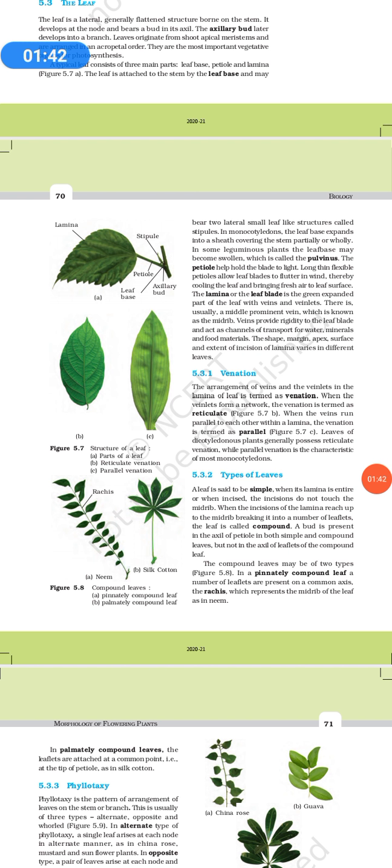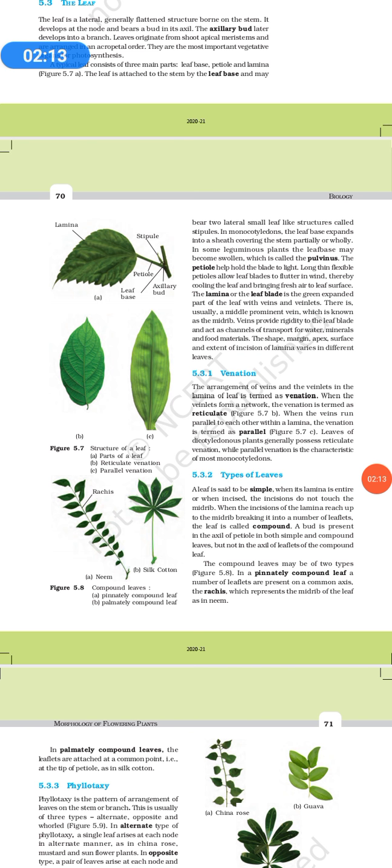So this is how it is, and the lamina or the leaf blade that we talk about is green and expanded. Here there are veins which provide rigidity to the leaf blade, and they act as a channel for the transport of water, minerals and food materials. The shape, margin, apex, surface and the extent of incision of the lamina vary in different leaves. So first, coming to the venation.